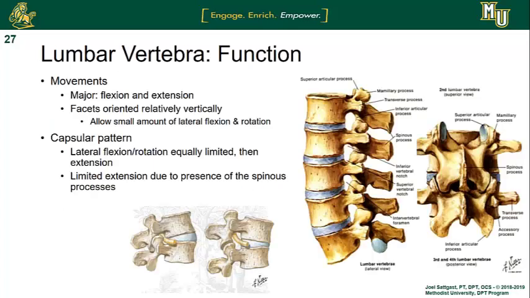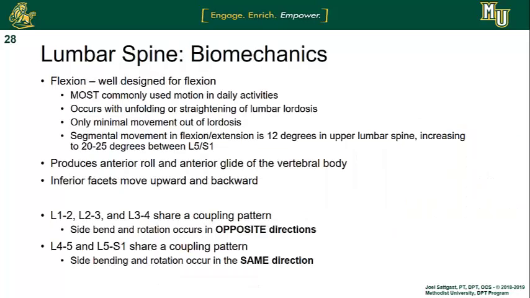The movements, again, are primarily flexion and extension throughout the lumbar spine. There is a small amount of lateral flexion and rotation that exists. We saw that on the second or third slide. The capsular pattern is a pattern that's been proposed where lateral flexion and rotation are equally limited, followed then by extension, with flexion often not being limited from a capsular restriction, but more from a disc pathology restriction.